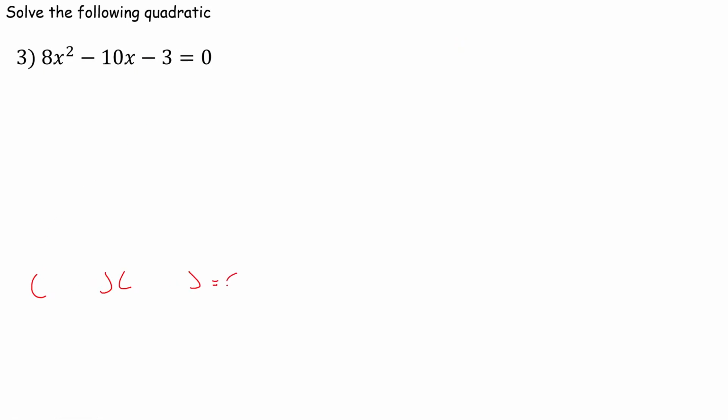So you want numbers that are going to multiply to make 8 times by -3. So 8 times by -3 is going to give you minus 24. And numbers that add to give you the middle term, which is going to be -10. You've got to make sure you include the sign before the number. That's really, really important.